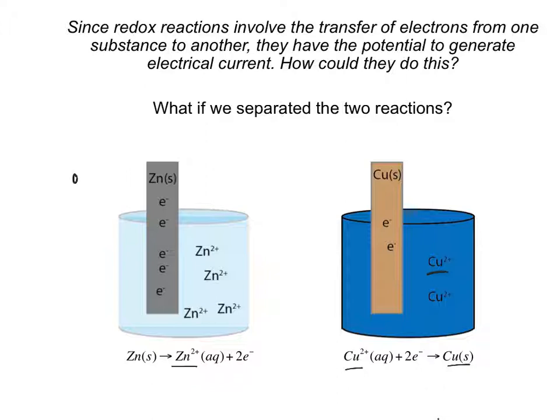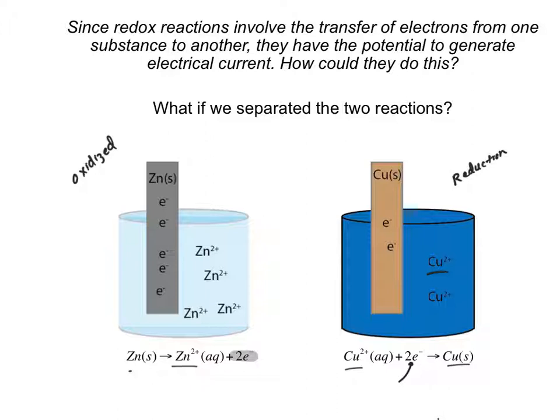So zinc, in that spontaneous redox process, was oxidized. So we see this oxidation down here. As a reminder, with respect to oxidations, electrons are products. On the other hand, copper is going to be reduced. So this is our reduction half reaction. And again, electrons are reactants for reduction. So again, we have separated these two half reactions. We put zinc in a solution of zinc ions, copper in a solution of copper ions.